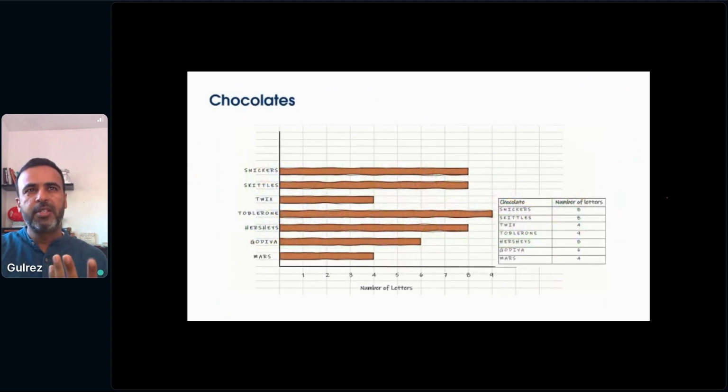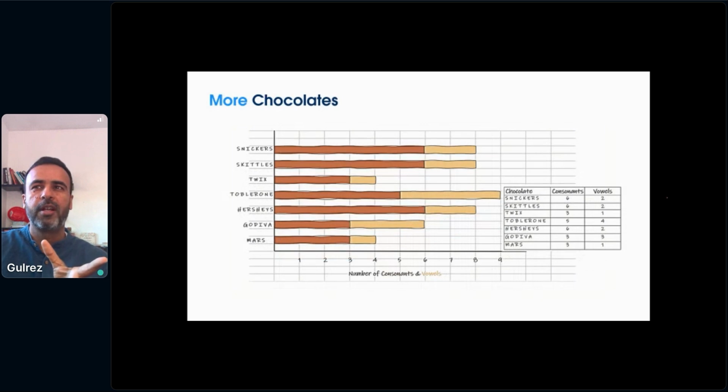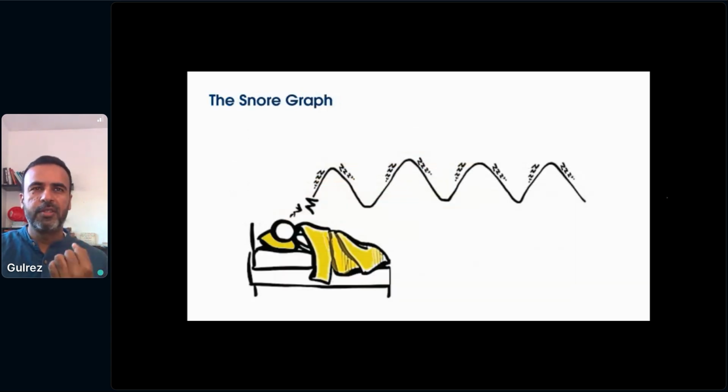So I started teaching them about bar graphs, and here you see I've counted the number of letters for their favorite chocolate, and then I asked them, okay, find an anomaly. Do you see anything which is shorter, anything which is greater? Then you add consonants and vowels and count them. Now this is a stacked graph. Here you see how you create a stacked bar graph.